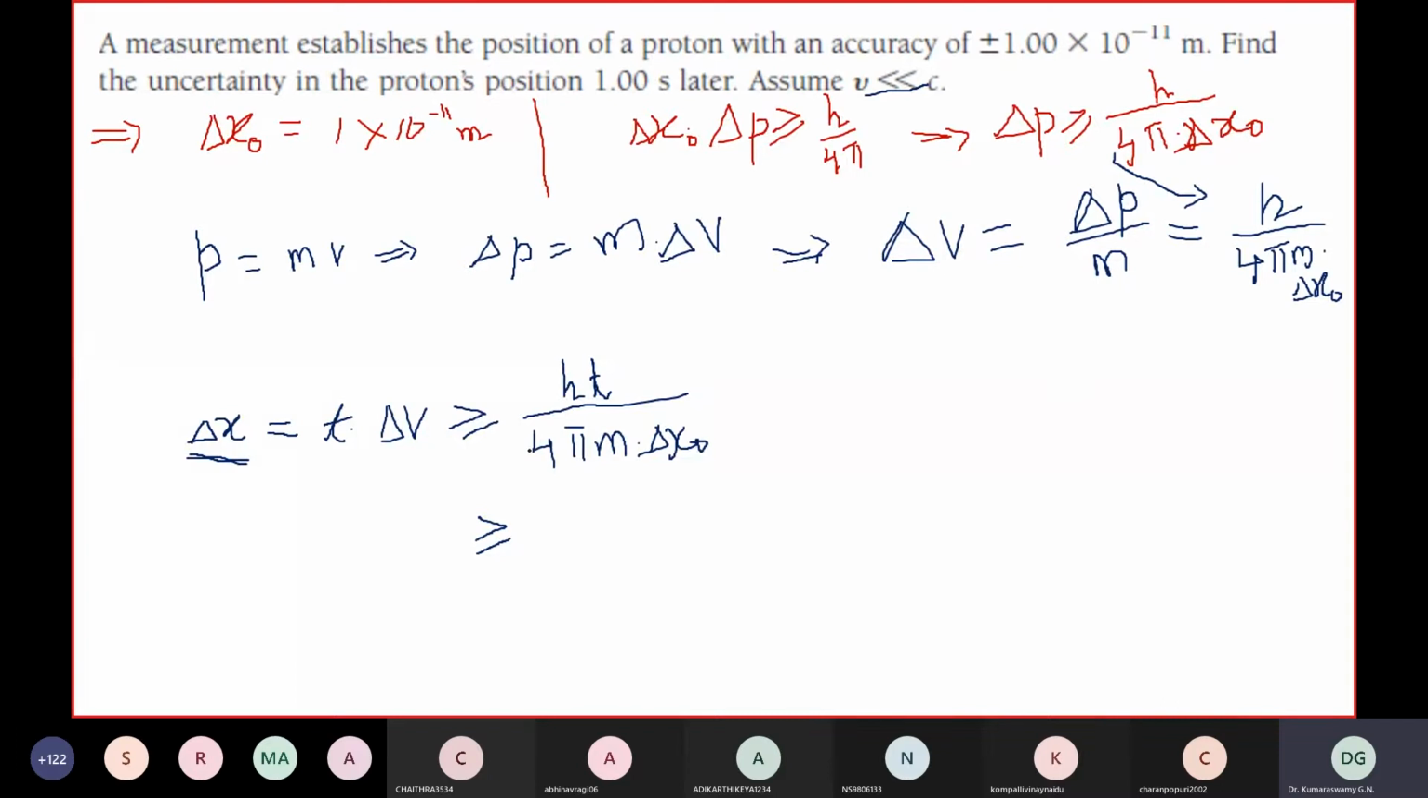Okay. Now, can you evaluate this? What is the h value? 6.626 into 10 to the power of minus 34. Very good. What is t? 1 second. 4 pi. Yeah. What is m? 1.67 into 10 to the power minus 27. Yes, it is proton. Then what is delta x naught? 1 into 10 to the power minus 11. Very good. That's it. Find out and let me know quickly. Answer.